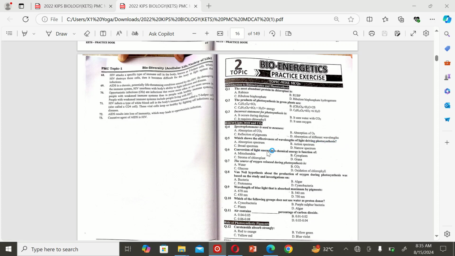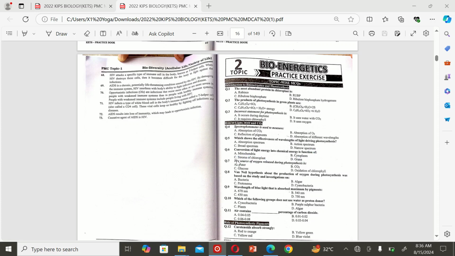The next MCQ is: which shows the effectiveness of wavelength of light driving photosynthesis? A. Absorption spectrum, B. Action spectrum, C. Broad spectrum, and D. Narrow spectrum. So the correct option is B, action spectrum.